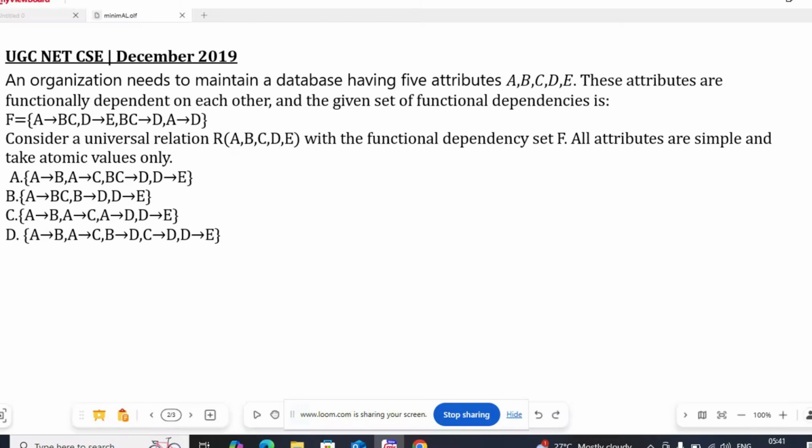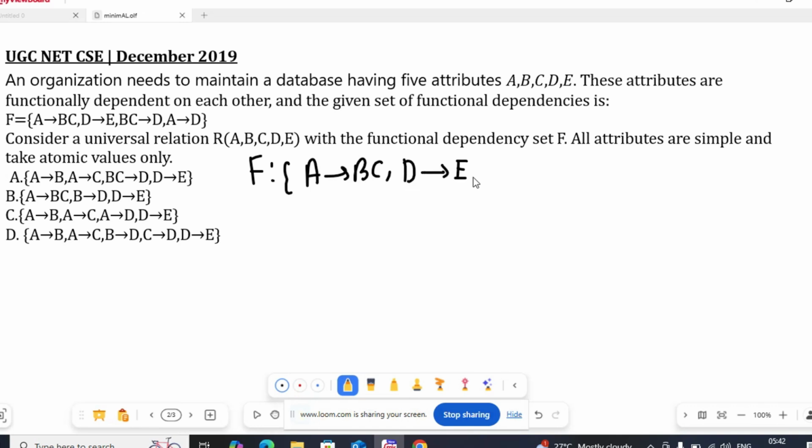This is your UGC NET December 2019 question. An organization needs to maintain a database having 5 attributes A, B, C, D, E. These attributes are functionally dependent on each other and the given set of functional dependencies are A to BC, D to E, BC to D and A to D. First of all, I'll write these functional dependencies over here. We will have A to BC, then D to E, then BC to D, then A to D.